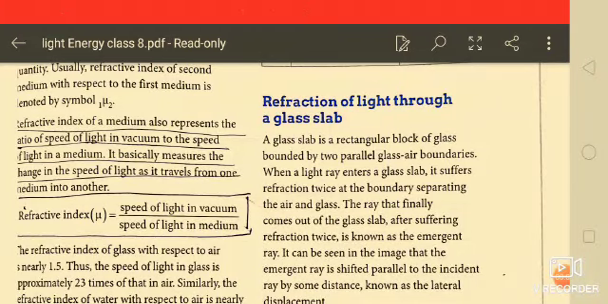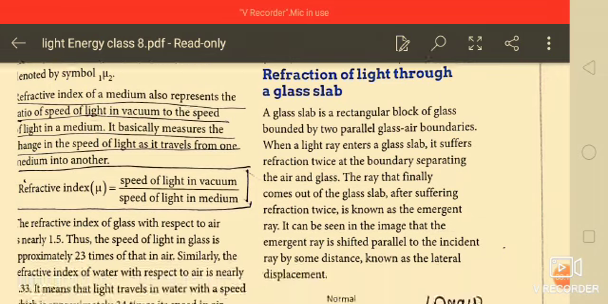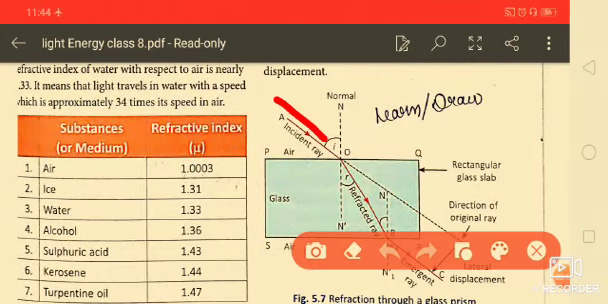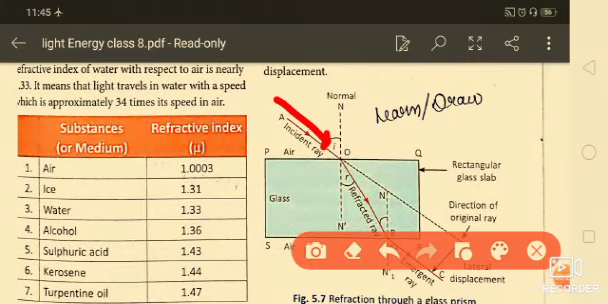Today we will discuss the remaining portion of the chapter, that is light energy. Students, the topic is refraction of light through a glass slab. Here in this diagram you are seeing that this one is the incident ray and this one is the refracted ray, and here a normal is drawn.